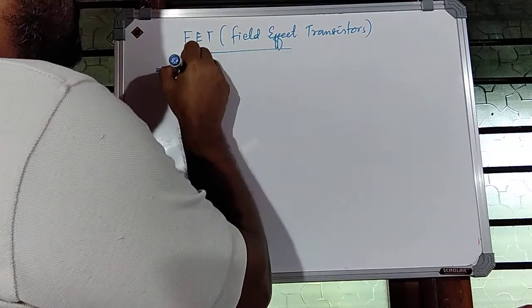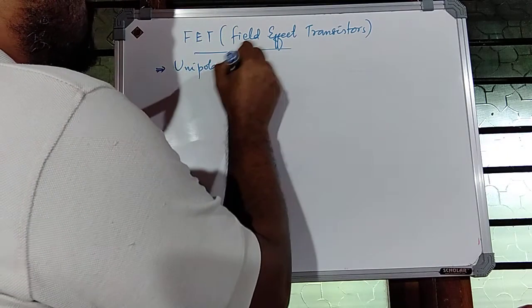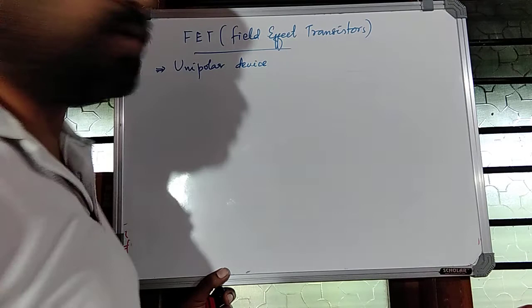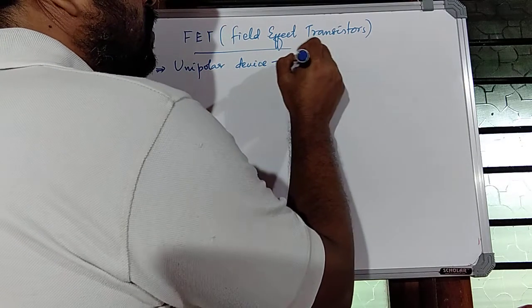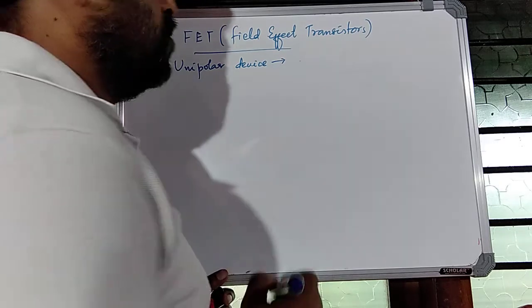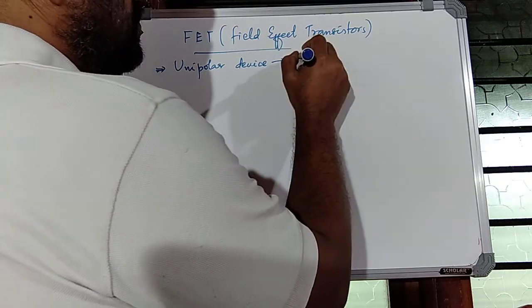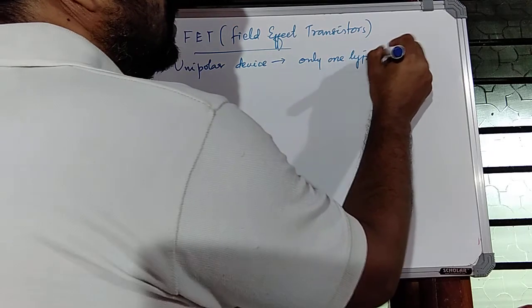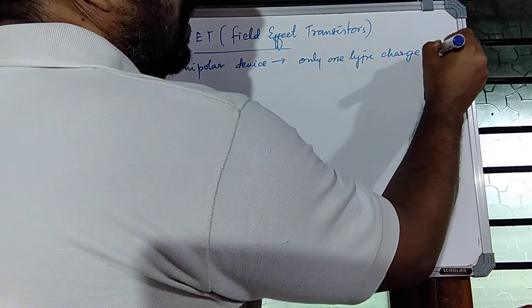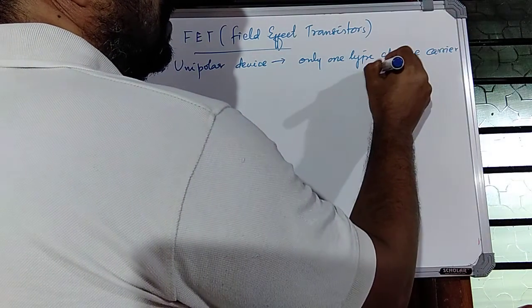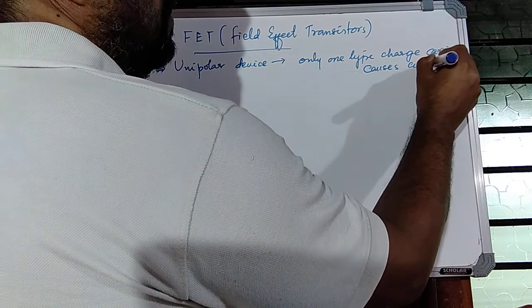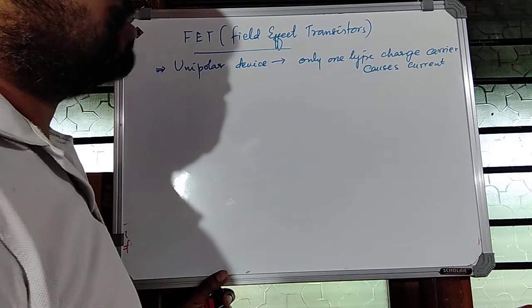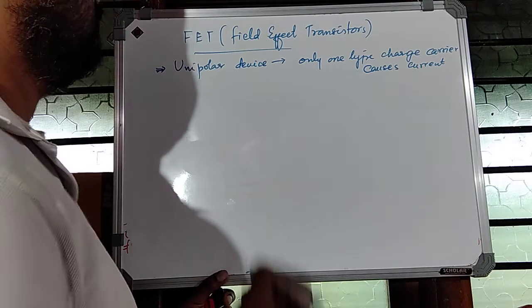FET is a unipolar device. That is, current conduction in FET is due to only one type of charge carrier. Either electron or hole constitute current in FET. So only one type of charge carrier causes current. Either holes or electrons are the main constituent in current carrying in FET.